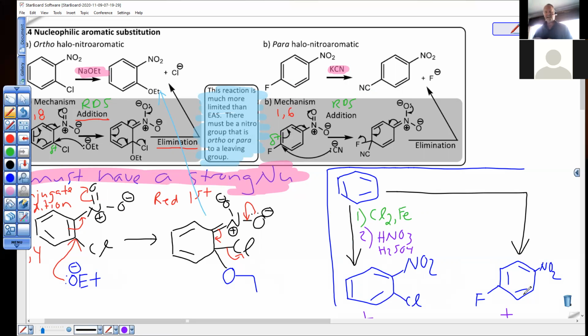It's not that it's not going to work. F2 is so reactive, you're going to get hexafluorobenzene. That's how reactive F2 is. So you can't stop at one. So you get the proverbial dog's breakfast if you tried to stop at one fluorine.